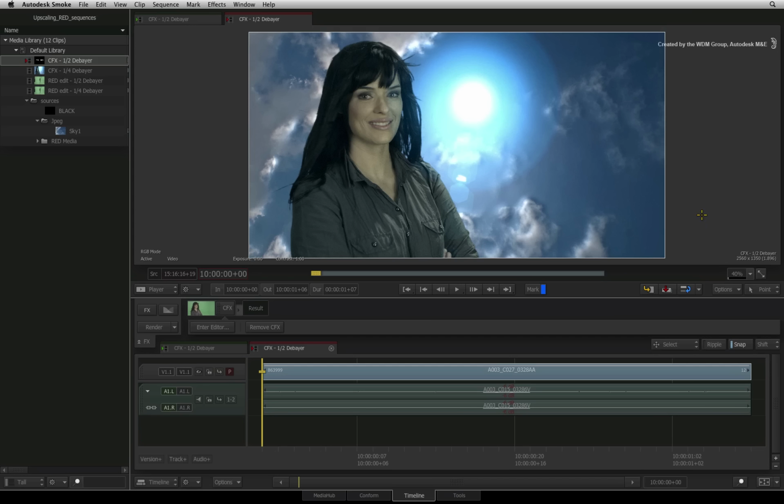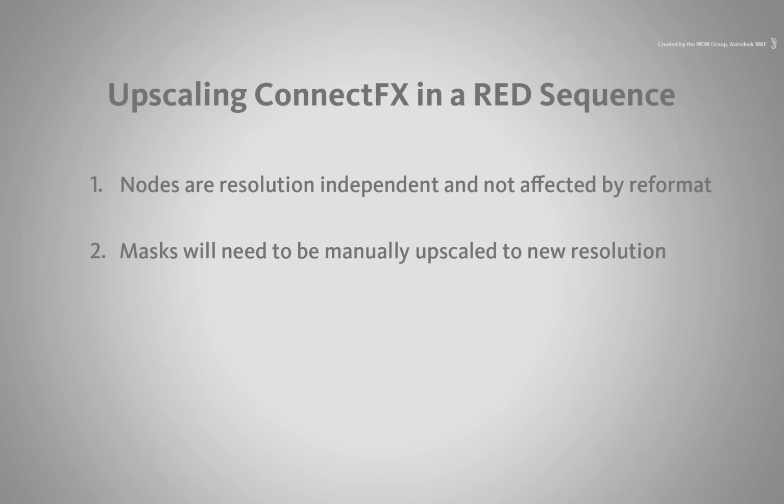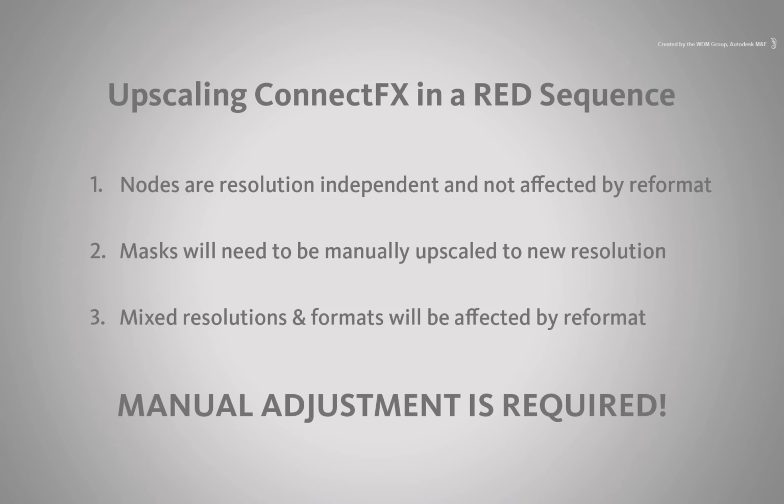I did say it was going to be challenging, and it's worth recapping those points. Nodes that control their own resolutions are not affected by reformatting and require manual adjustment. The masks do not compensate for resolution changes, so they need to be manually upscaled. And finally, there is no rule against mixing formats and resolutions, but reformatting affects all media metadata in the sequence. If that's not what you want, then you need to fix those specific source clips.